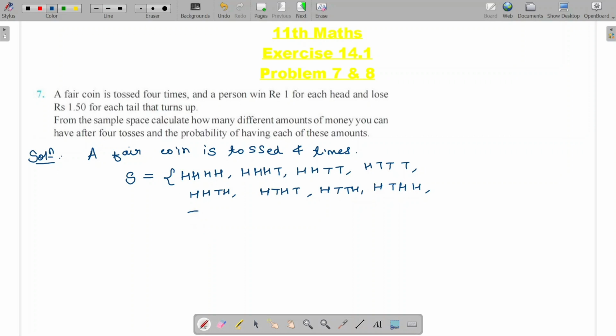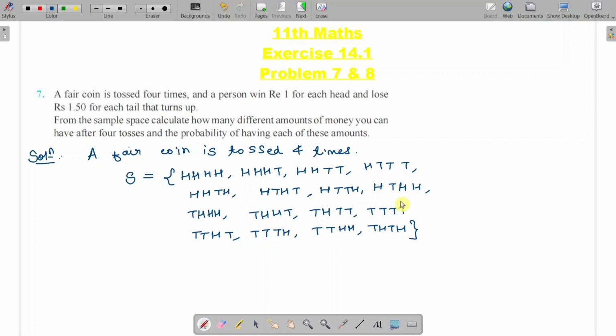Or you can get THHH, or THHT, or THTT, or TTTT, then also you can get TTHT, or TTTH, okay, or TTHH, or THTH. So this many sample points you get.